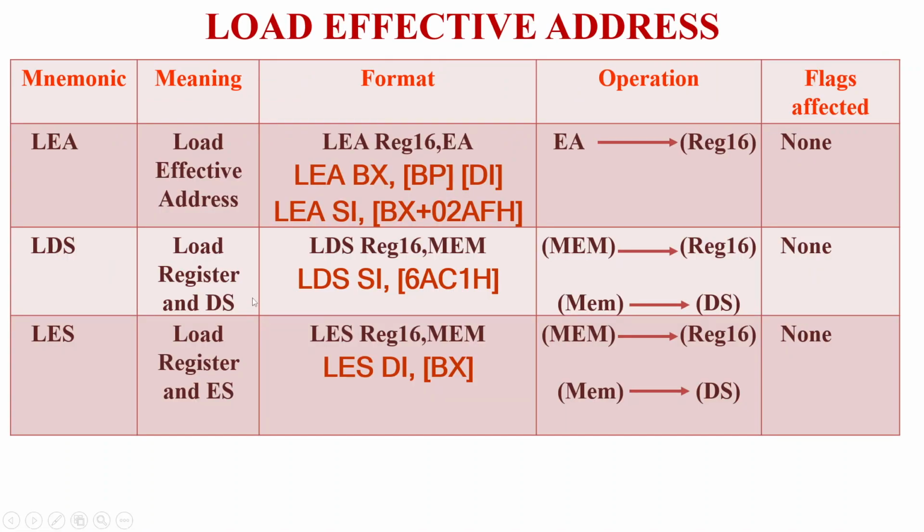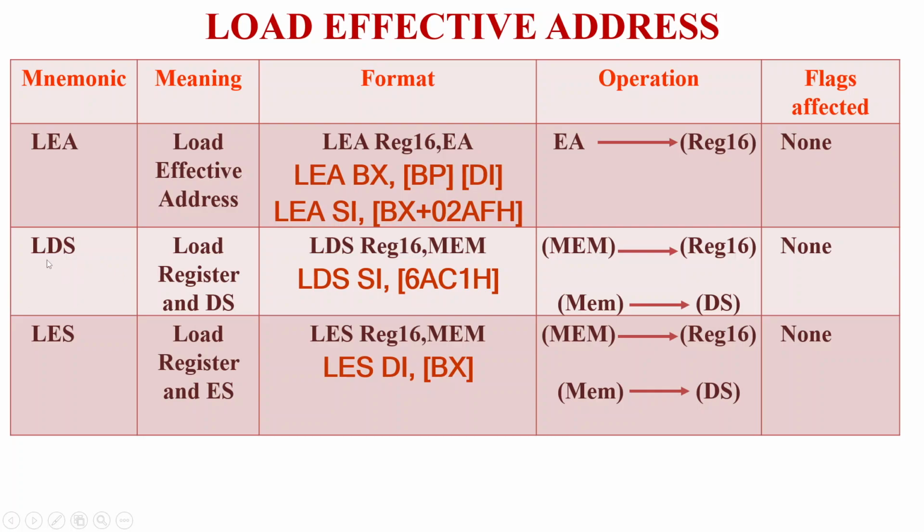The next type of instructions we are going to discuss is load effective address. Under this you are going to study three types of instructions: LEA, LDS, LES. We'll go one by one. What is LEA? Load effective address. This will load the effective address to the 16-bit register. So the format is LEA register 16 comma EA. So effective address is moved to a 16-bit register. Here the flags are unaffected.